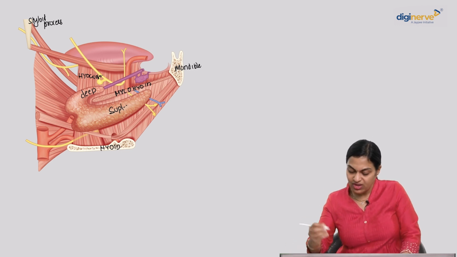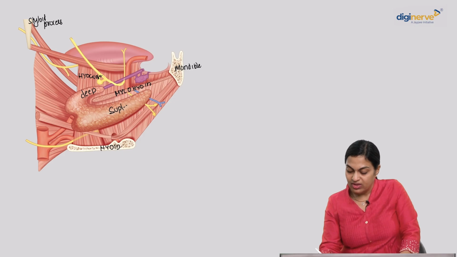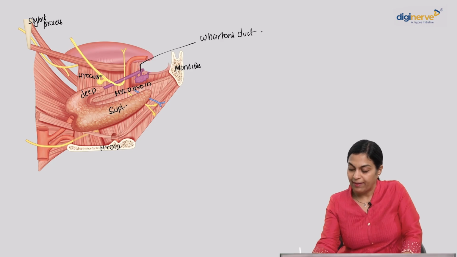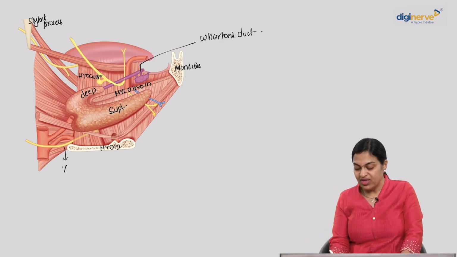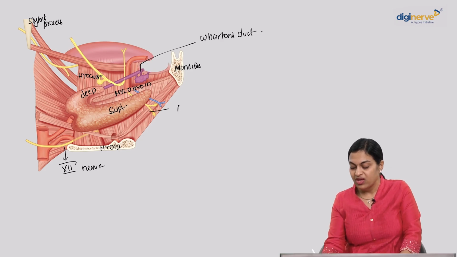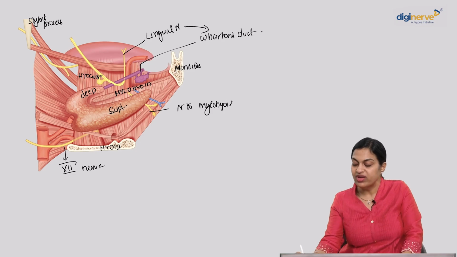Here, this is the lingual nerve. This is the duct of the submandibular salivary gland, the Wharton's duct. Now, identify a few nerves here. This is the hypoglossal nerve, the 12th cranial nerve, and the nerve to mylohyoid. And I told you this is the lingual nerve, closely related to the Wharton's duct.